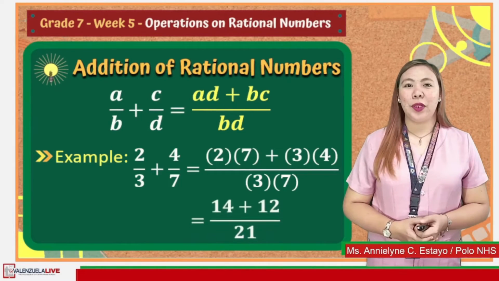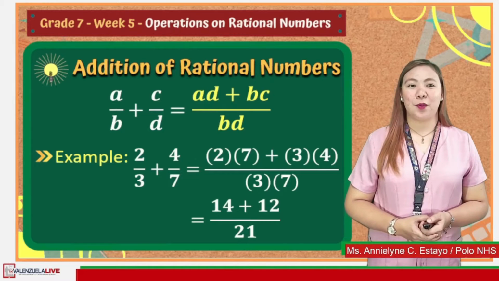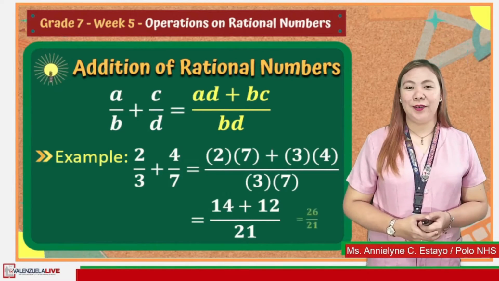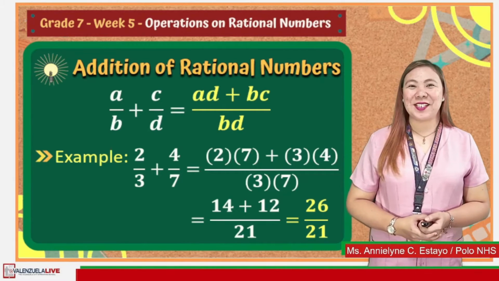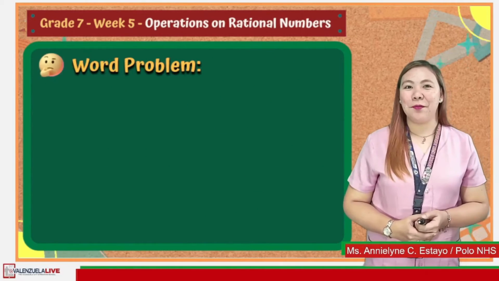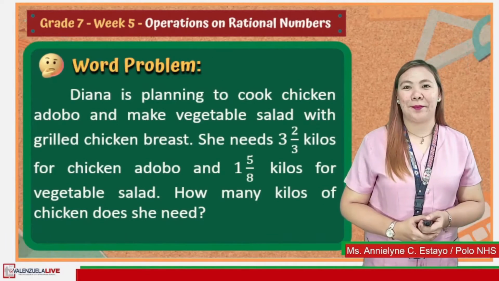Simplifying, it will become 14 plus 12 all over 21. Simplifying it further, the final answer is 26 over 21. Let us have another example in the form of a word problem.